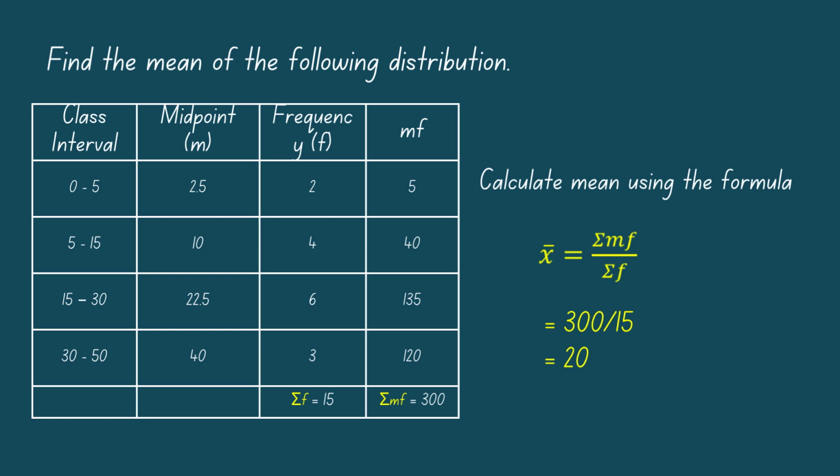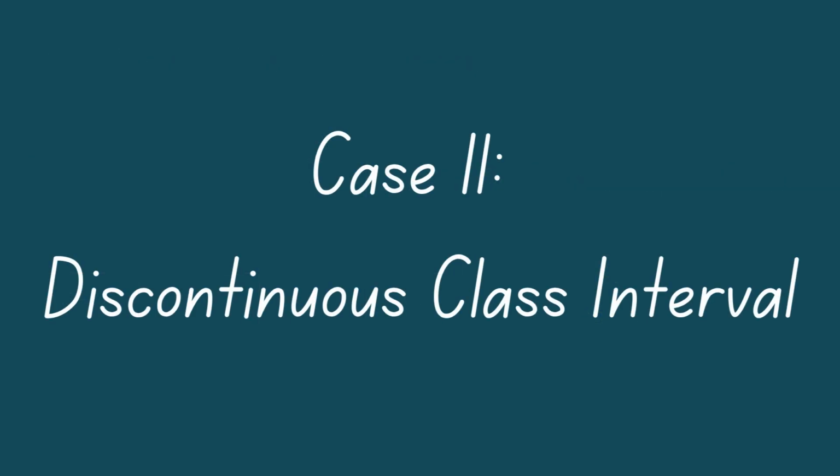Now you see how straightforward that was. Unequal class intervals do not change anything. We just go step by step as we would normally do. Let's move on to the second special case, which is discontinuous class intervals. This is also sometimes called the discrete class interval case.